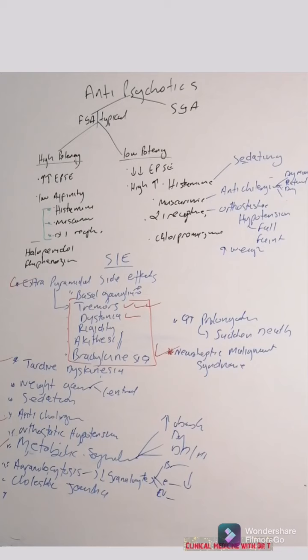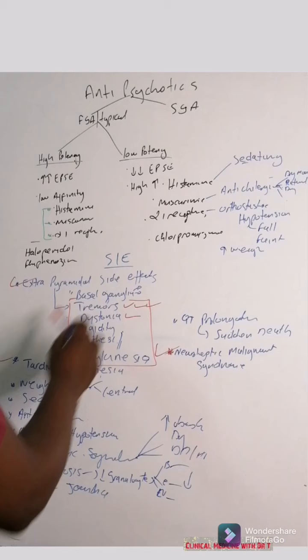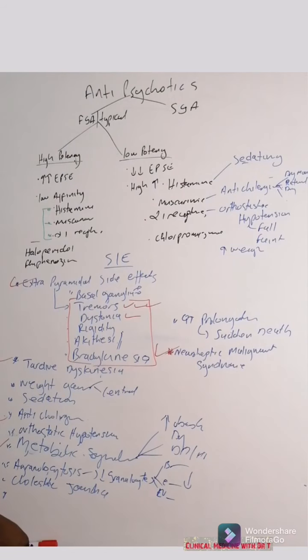What I'm going to be doing, maybe after I've done the second generation antipsychotics, is discuss the pathway of the extrapyramidal tracts, how transmissions are carried out there, and all of that.